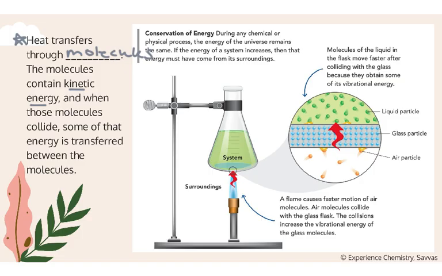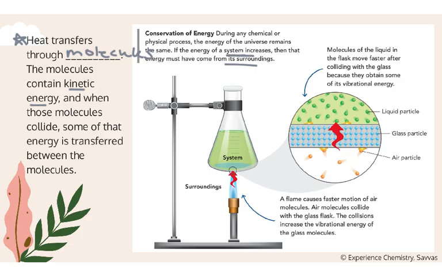So if we look at this picture here, conservation of energy, you've probably talked about this in some of your other science classes, that during any chemical or physical process, the energy of the universe remains the same. So the amount of energy we have is the same, but that energy can get moved from one thing to another. And so if the energy of the system is increasing, it must have come from its surroundings.